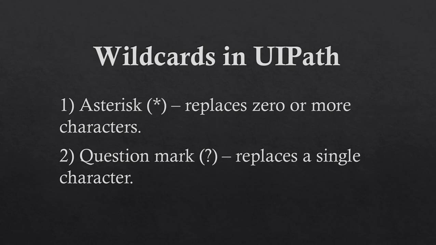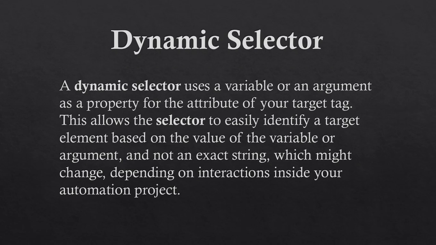So after wildcards, what is a dynamic selector? A dynamic selector uses a variable or an argument as a property for the attribute of your target tag. If we have a target tag or string element in the web automation selector, we can replace that selector with a dynamic selector.